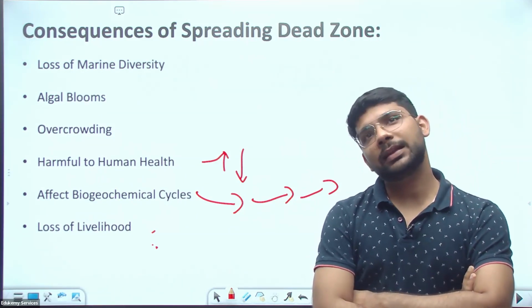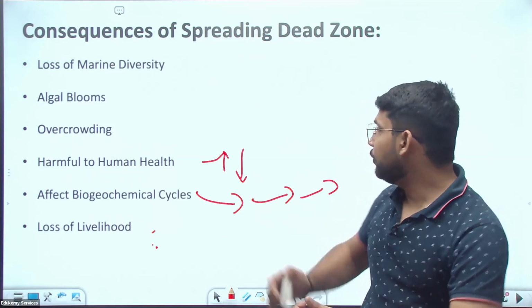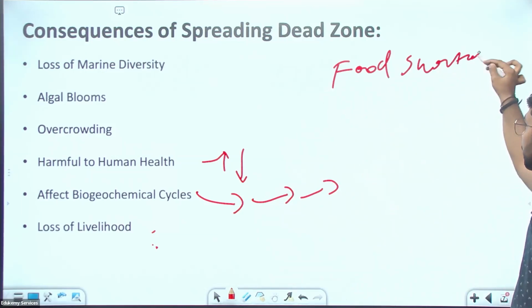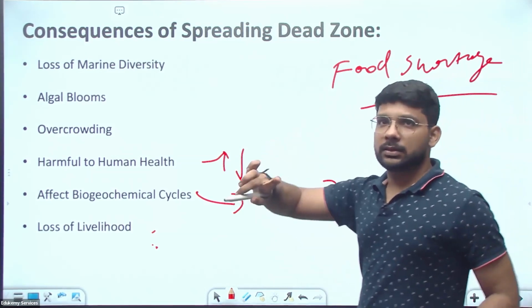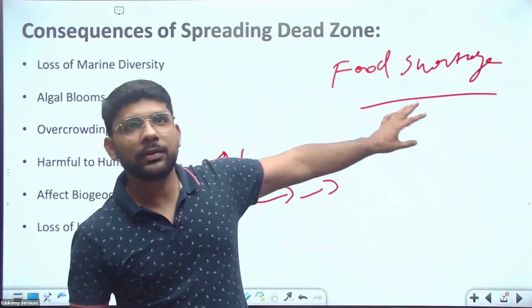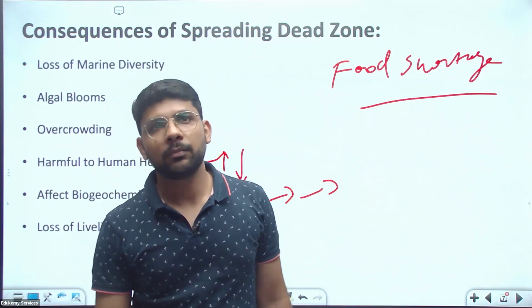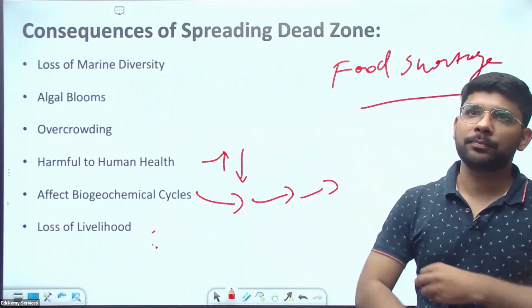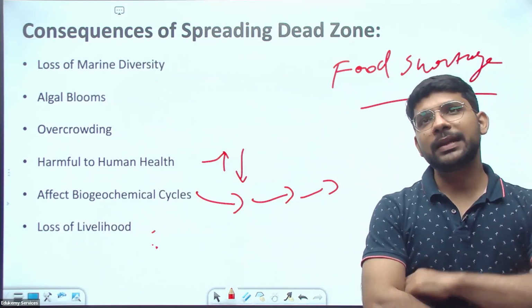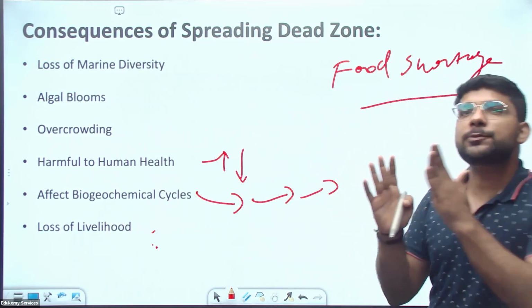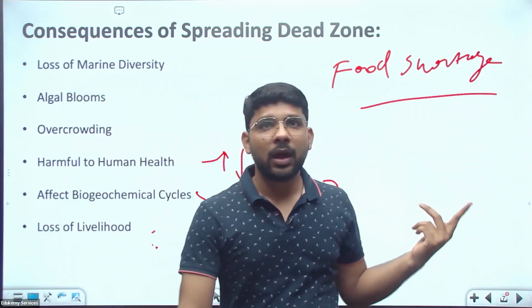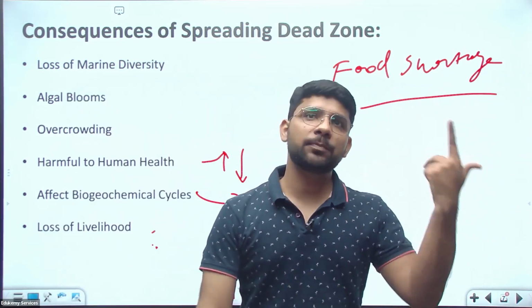Maybe another reason can be food shortage. If you look at the coastal area, if the number of dead zones increases in a specific area, that may lead to food shortage as well, because most of the people in that area are dependent on these marine organisms. So you need to link with each perspective. What can be the economic perspective? What can be the geographical perspective? How is it impacting the water bodies? How is it impacting the environment?